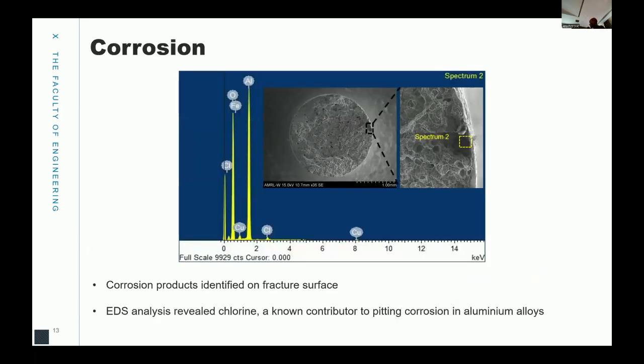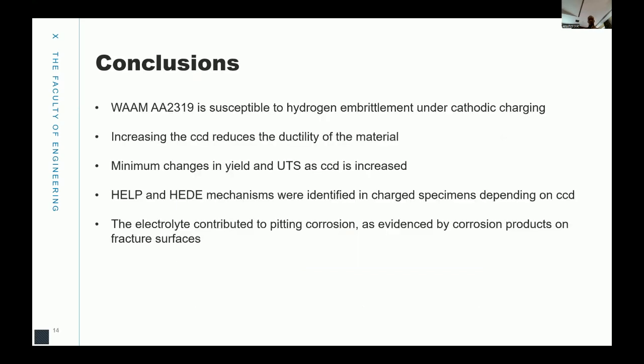Another fascinating thing that we observed in the results was some corrosion products on the surface of the specimen. An EDS analysis of this revealed chlorine, which is known as a contributor to pitting corrosion in aluminum. As I've said previously, for the experimental method, we used sodium chloride as the charging electrolyte. So we also observed that there was some corrosion due to the electrolyte that we used.